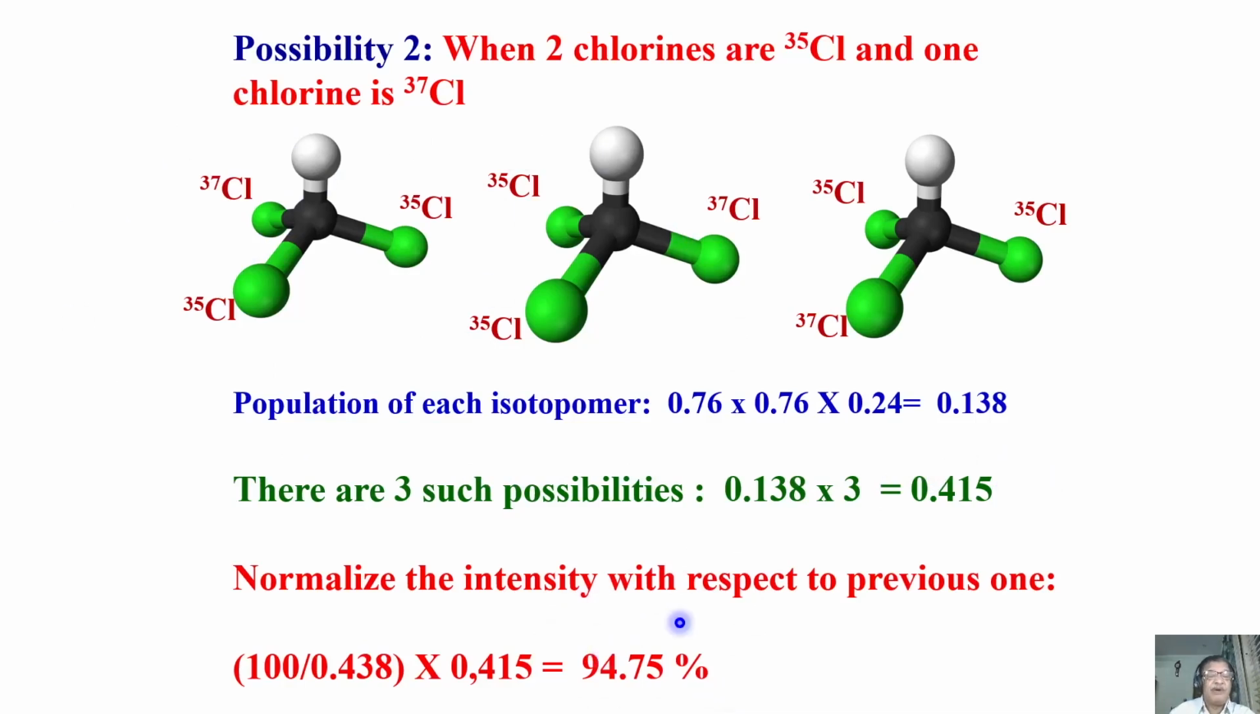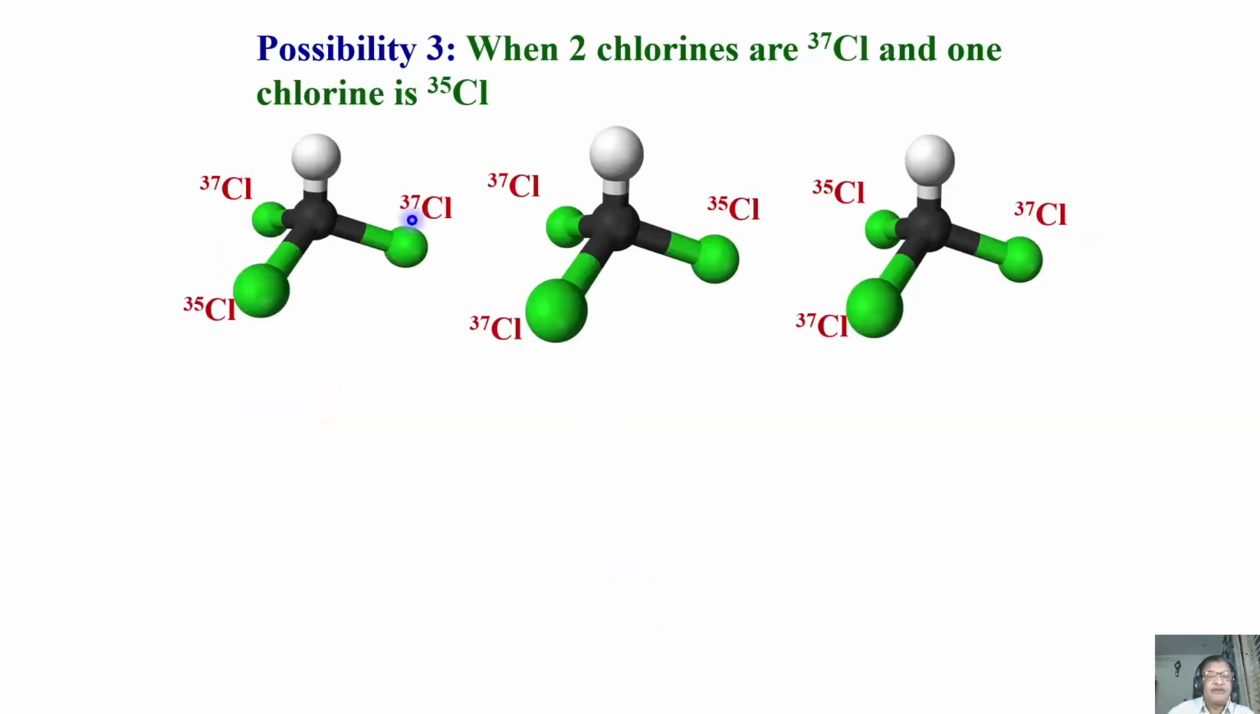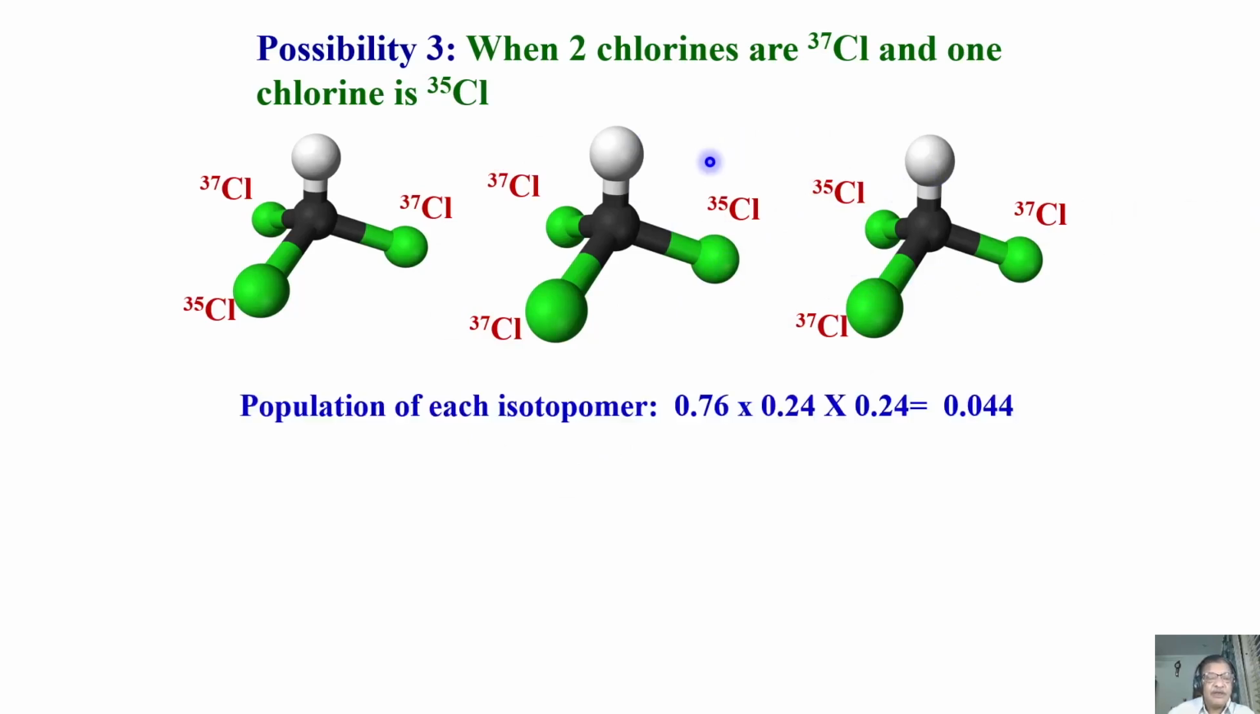Is there any other possibility we can think of for isotopomers? Yes. Now two chlorines could be 37 and one chlorine is 35. That's possible. So this is 37, this is 37, this is 35. These two are 37, and this is 35. So now calculate the population for this.